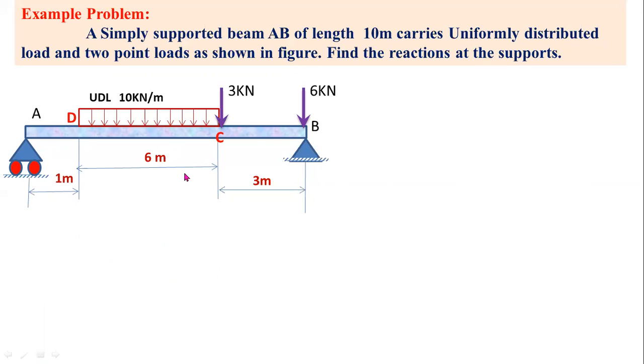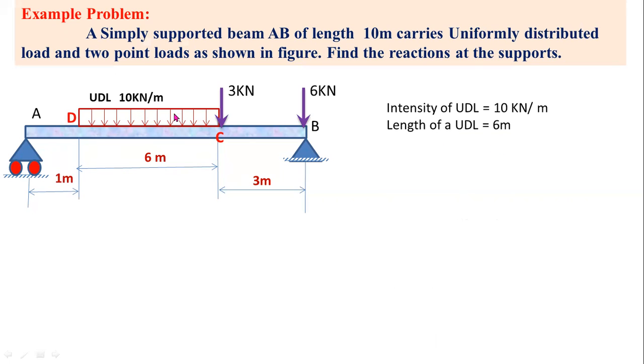And 6 meters is the distance between point C and D. That is the length of the UDL. 6 meters is the length of the UDL, and 10 kilonewton per meter is the intensity of the UDL. Now from this diagram, intensity of the UDL equals 10 kilonewton per meter, and the length of the UDL, CD, equals 6 meters.